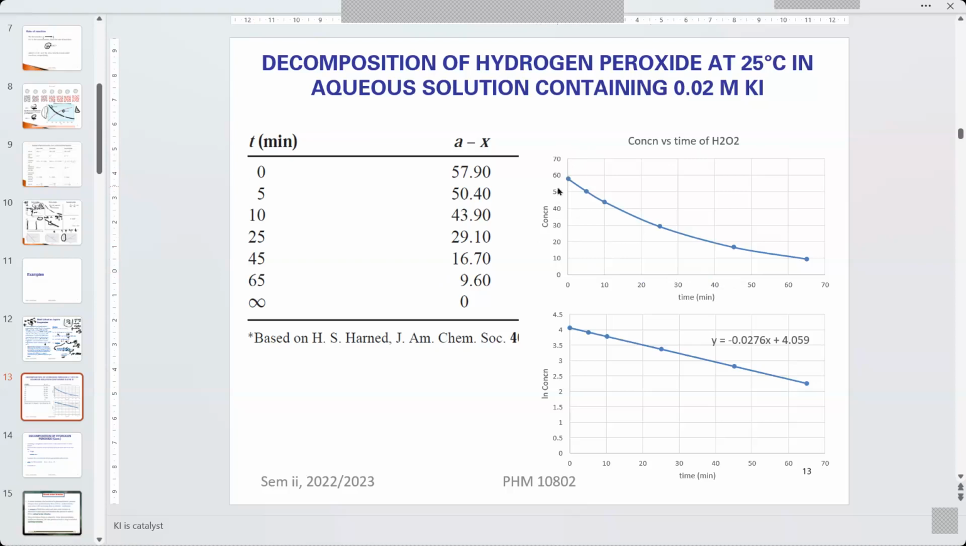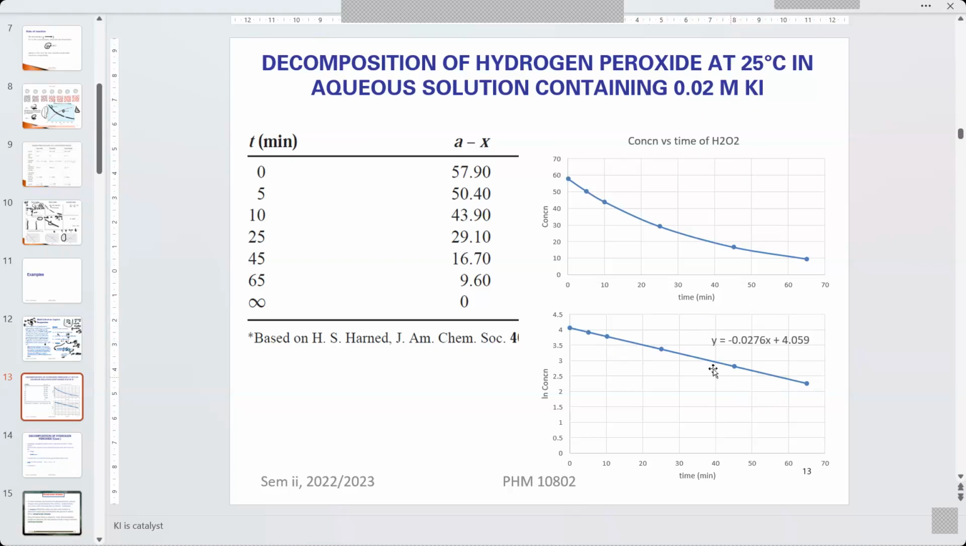Time on the x-axis, concentration on the y-axis. We didn't get a straight line. This is not zero order. We make another column in the table, where we calculate ln concentration, and then we plot this ln concentration versus time. We get a straight line. So this shows us the kinetics of degradation of hydrogen peroxide in aqueous solution containing this concentration of potassium iodide. It indicates it follows first order kinetics.